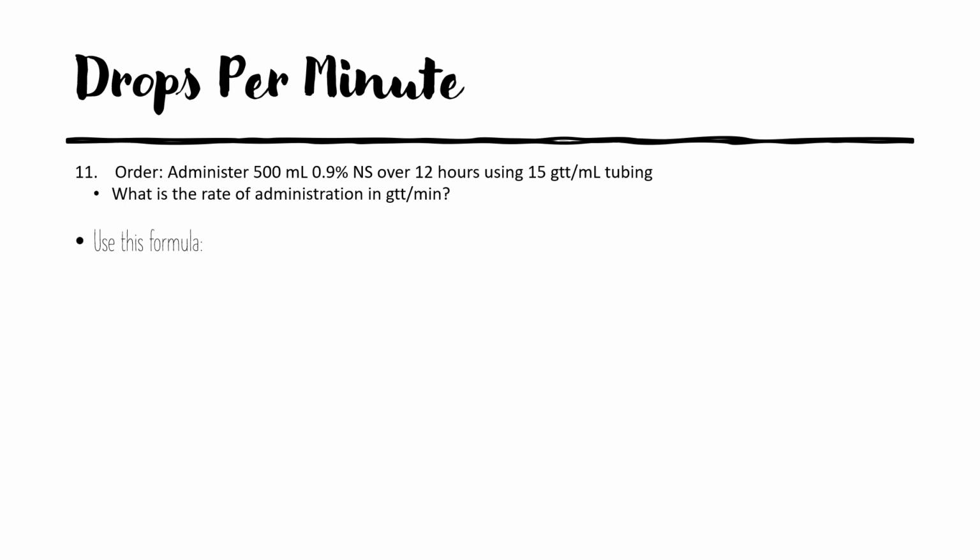Then we have drops per minute. Use this formula: X drops per minute equals your total volume in milliliters times your drops per milliliter, divided by your time in minutes. You can use this formula for any drops per minute question that you have.